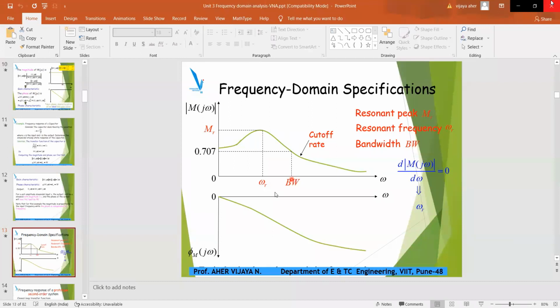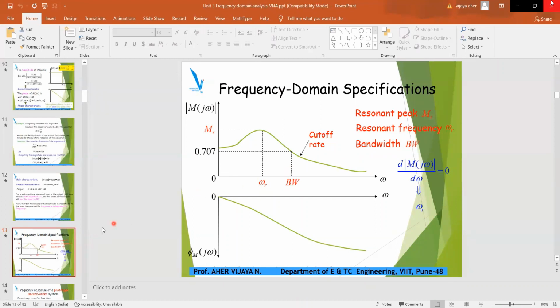We can calculate this resonant frequency by using this equation: take the derivative of the magnitude equal to 0. This is the equation for resonant frequency ωr. So this is the magnitude plot, this is the phase plot for our equation. These are the frequency domain specifications. You have to remember Mr, the maximum resonant point or peak point, or maximum amplitude or magnitude, denoted by capital M suffix r, then the resonant frequency ωr, and this is the bandwidth of the low pass filter.